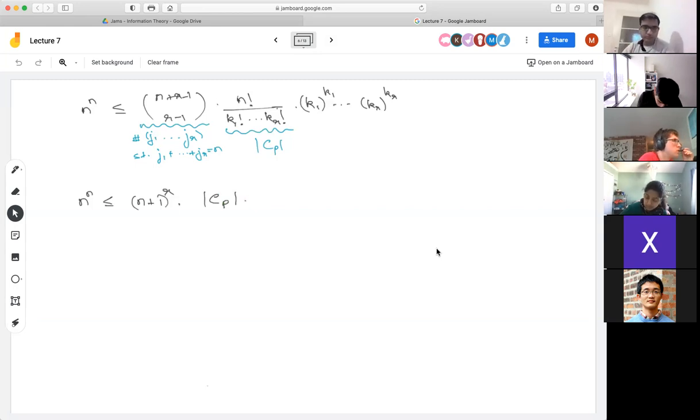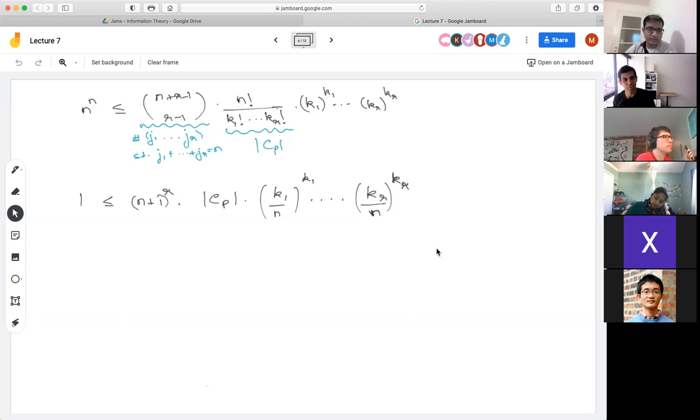And for the rest, let me actually divide on both sides by n to the n. So all I did was move the n to the n from the left to the right and split it among all the terms, because the summation of k1 plus k2 all the way to kr is equal to n. And now this looks like what we want, and let's just finish the calculation.